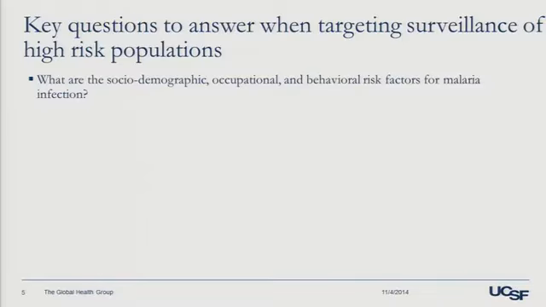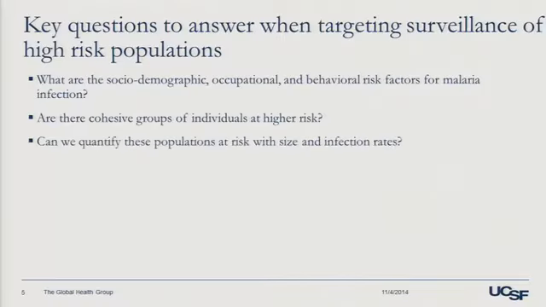So first of all, what are the socio-demographic, occupational, and behavioral risk factors for malaria infection? Are there cohesive groups of individuals at higher risk? Or are these risk factors just randomly distributed through the population? Do they congregate in specific individuals? Can we quantify these populations at risk? Can we define them as a group and determine their size, determine infection rates amongst them, which is a key facet of epidemiological investigation, being able to determine the denominator and determine rates of infection or rates of intervention uptake amongst groups?